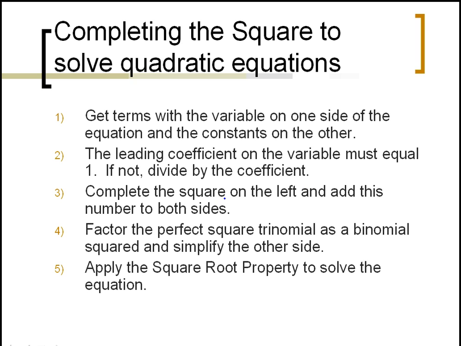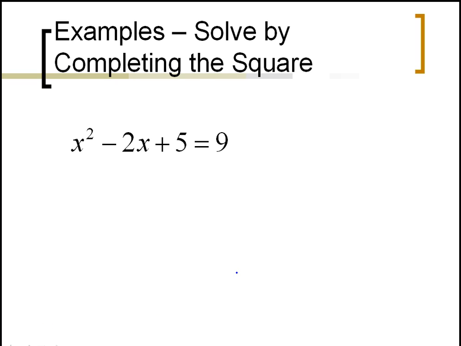Then you're going to complete the square on the left and add this number to both sides, so that completing the square is where you're going to add half of b, squared. Then you're going to factor that perfect square trinomial as a binomial squared, simplify the other side, and then apply the square root property to solve the equation. So let's look at some examples to solve by completing the square.